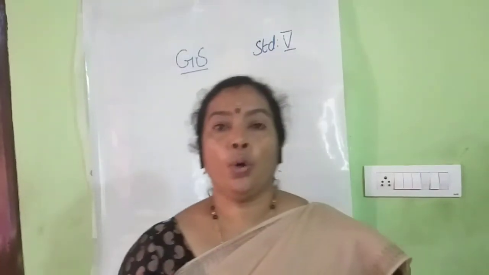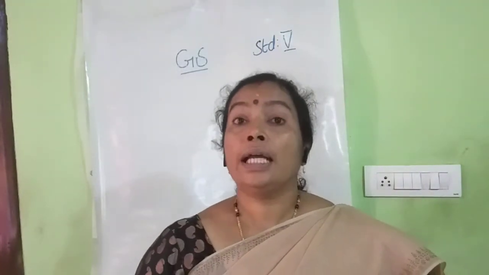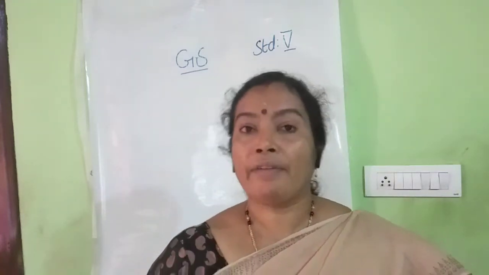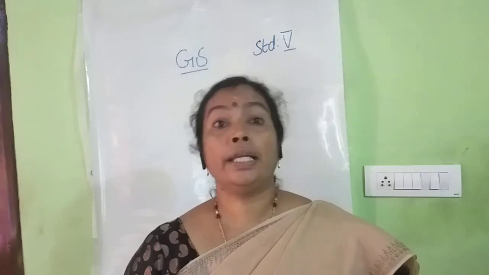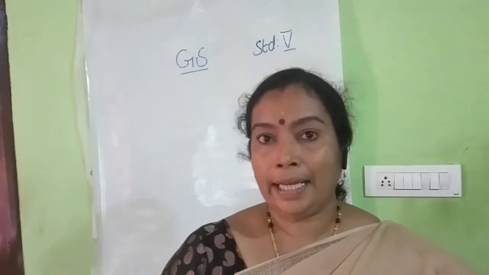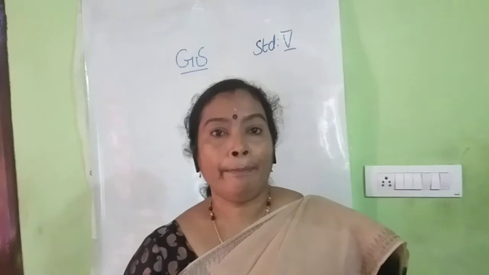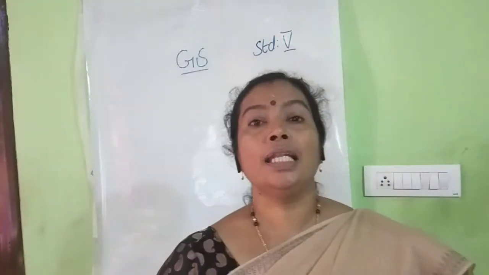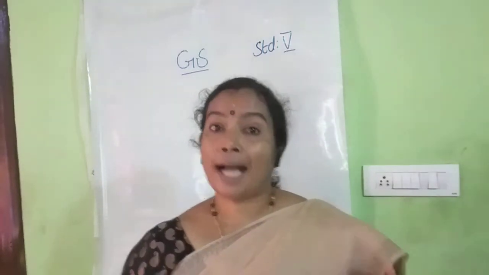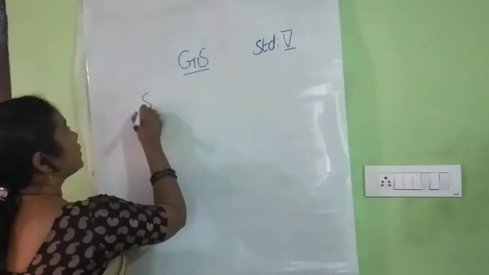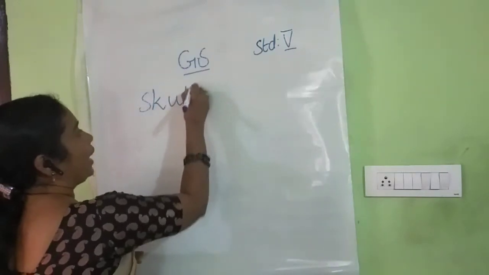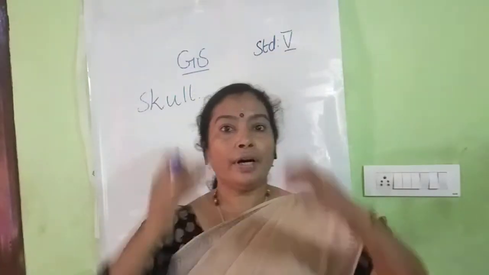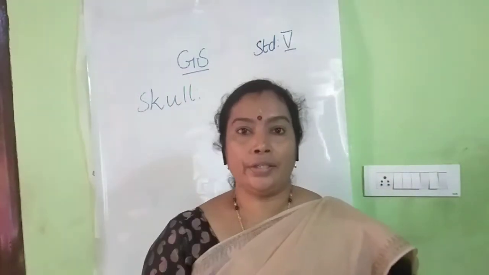Now we are going to study the different parts of the skeletal system. Our skeletal system is made up of different parts like skull, rib cage, backbone and limbs. What is skull? S-K-U-L-L. Skull. It is nothing but our bone in the head.